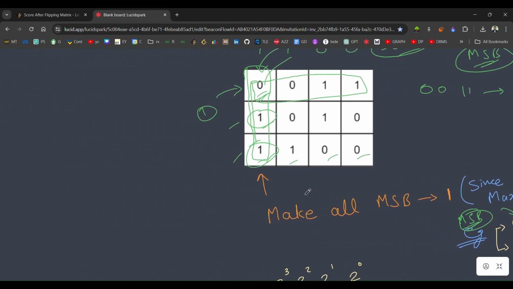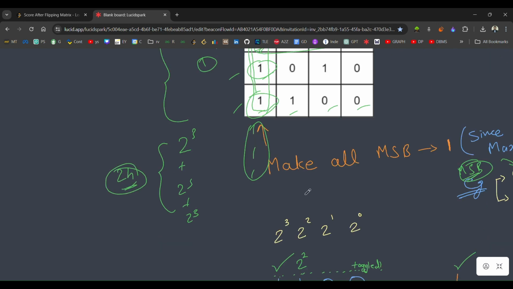We are actually converting all the zeros in the first column to ones, right? Since we are converting, we can keep on calculating the final answer also. So when all these will be 1 1 1 and 1, what will be the final answer? Can I say 2 raised to power 3 plus 2 raised to power 3 plus 2 raised to power 3? Yes. So the summation will be 24, right? So this particular part will give 24.